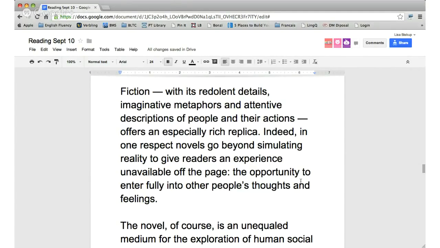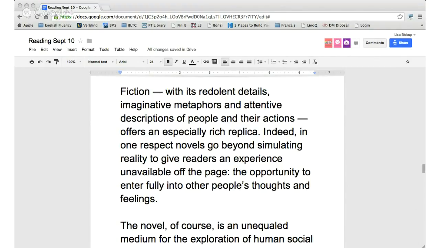Fiction, with its redundant details, imaginative metaphor, and attentive descriptions of people and their actions, offers an especially rich replica. Indeed, in one respect, novels go beyond simulating reality to give readers an experience unavailable off the page, the opportunity to enter fully into other people's thoughts and feelings.